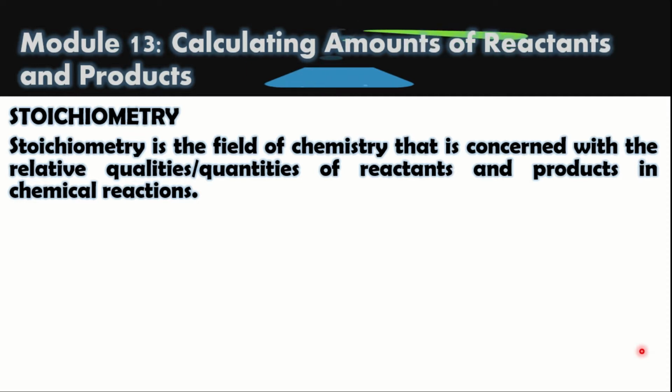Now there are two types of stoichiometry. Kagaya ng sinabi dito, we have qualitative chemistry, which is identifying which elements or which substances are combining with the reactants to form products, and quantitative chemistry, or the amounts of the reactants which will produce a certain amount of products in a chemical reaction.